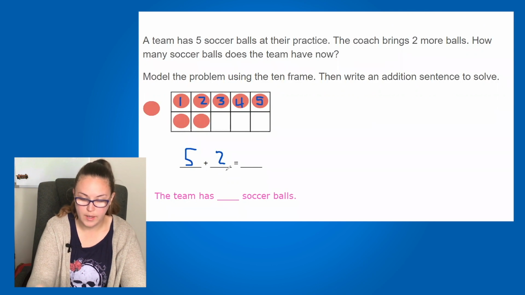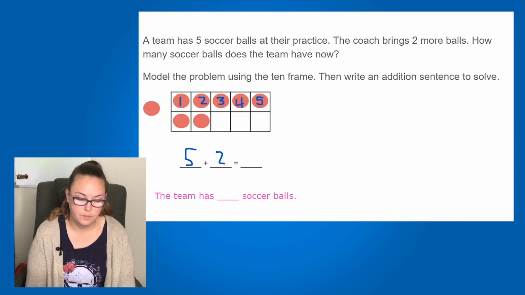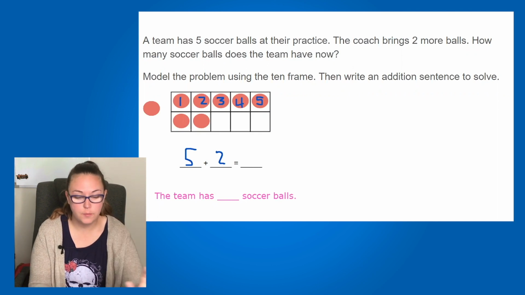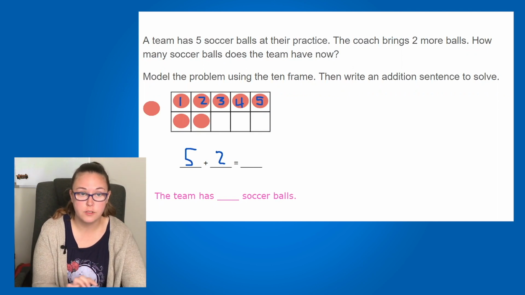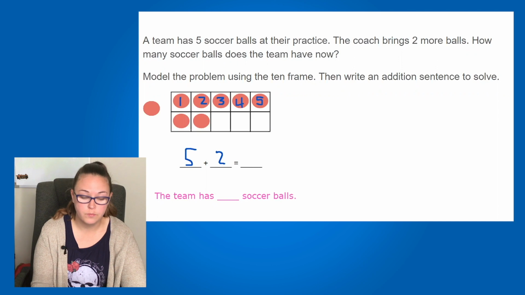And I want you to think back to a strategy you know that can help you get to the answer. Do you remember how to count on a number? So we're going to start at 5 because we know that 5 counters fit in the first row of the table. And now we're going to count on 2 in order to get our answer.